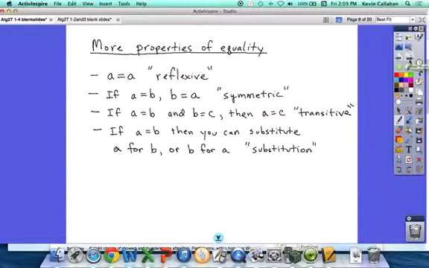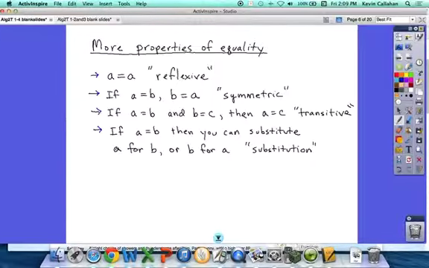Now there are some more properties, right? These are the others. Some of them seem like when would you ever use that, but they are properties. They're in your book. The first one, and I should be clear that these are not minus signs. These are like bullets, right? A equals A. A number equals itself. Sounds kind of silly to be a property, but it is. That's called reflexive. Anything equals itself.